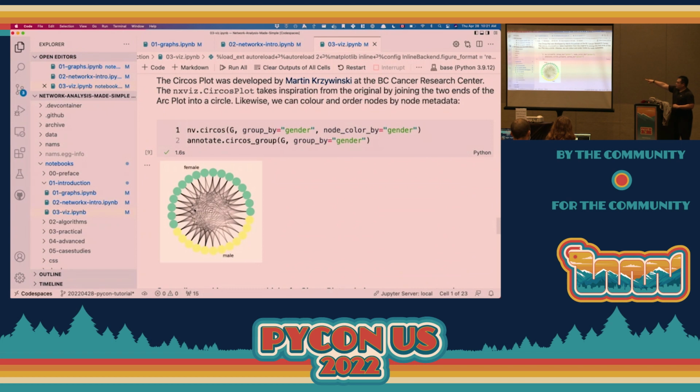The third one is the Circos plot. All this is, is you take the ends of the arc plot and you join them together, and you draw nice little arcs inside there as well. Circos plots are actually the first thing that I encountered when it came to nicer graph visualizations.